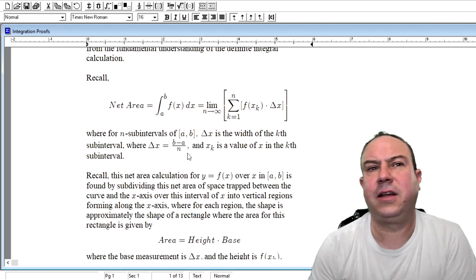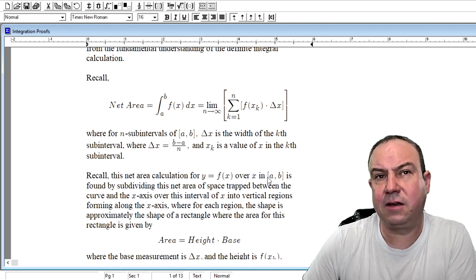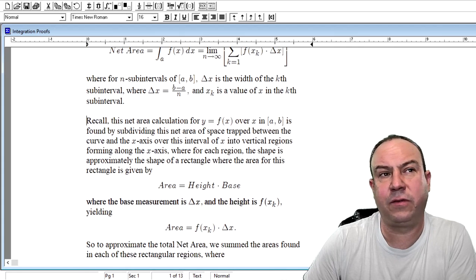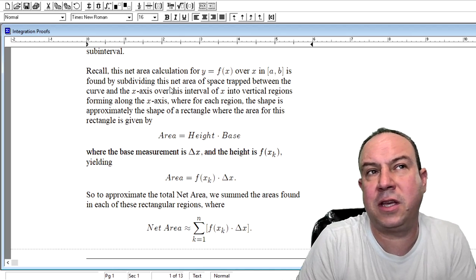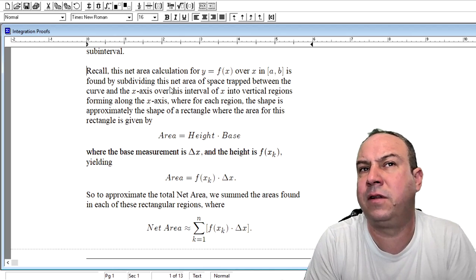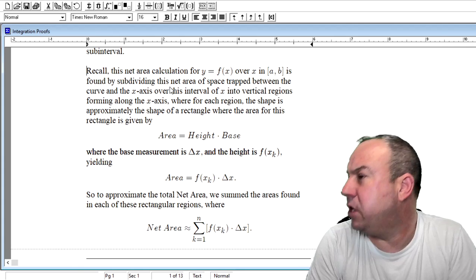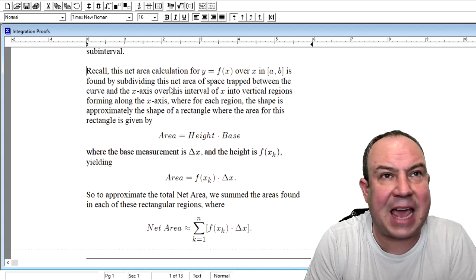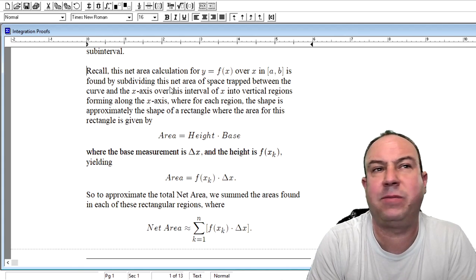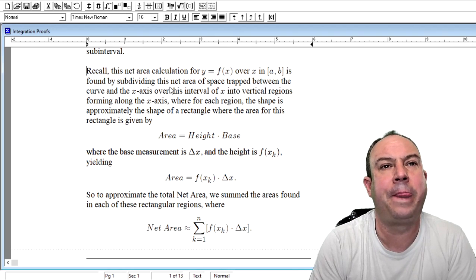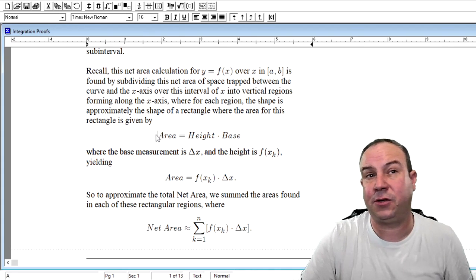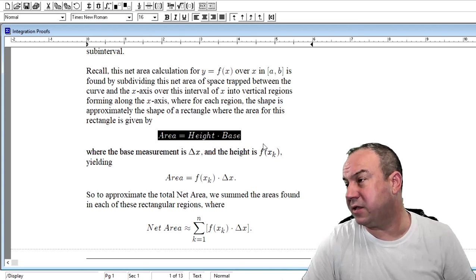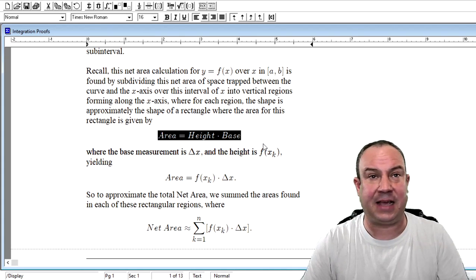This net area calculation for y equals f of x over the values of x in this closed interval from a to b is found by subdividing the net area space trapped between the curve and the x-axis over this interval of x into vertical regions forming along the x-axis, where for each region the shape is approximately the shape of a rectangle, where the area of this rectangle can be given by the geometrical calculation we have been aware of for years, and that is area is equal to height times base.